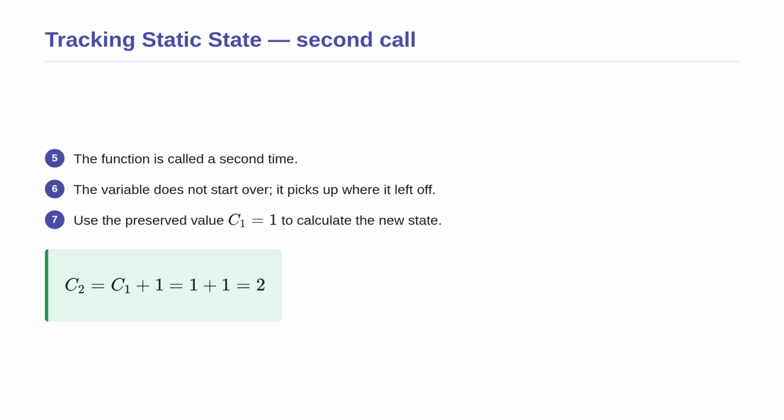Because our variable is static, that value of 1 is preserved safely in RAM. When the function is called a second time, the variable does not start over at 0. Instead, it picks up exactly where it left off. We use the preserved value, say 1, to calculate the new state. 1 plus 1 equals 2.